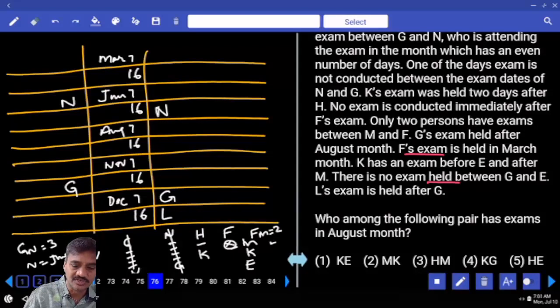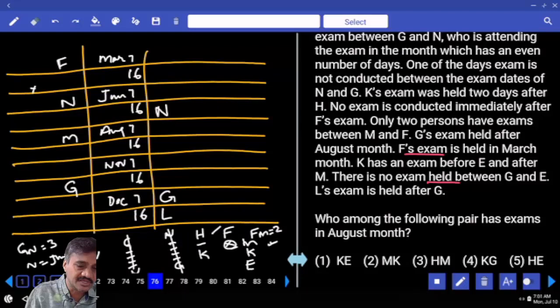Then let us start with what? F must be in the month of March. F is in the month of March, and immediately after F cannot be at this place. Why? Because immediately after F, there must be a holiday. Hence F must be here. Now if F is here, then between F and M there must be exactly 2 persons, so M must be here. And between F and M we have taken this way, there are 2 people.